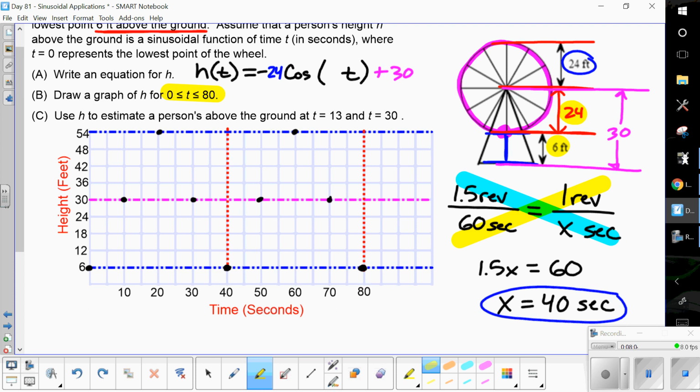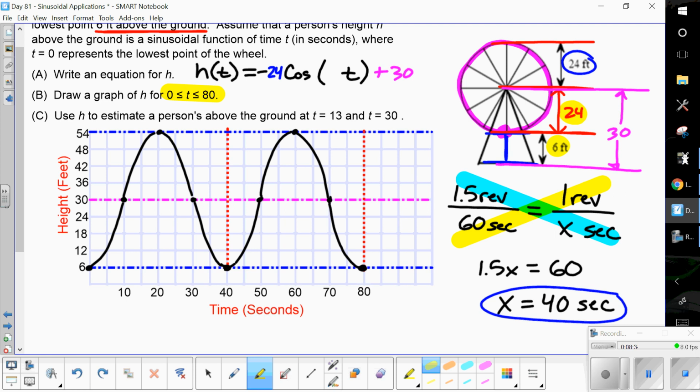Okay, now I'm going to connect this with a nice smooth curve. So up, through, over, down. Okay, there's 1 full cycle of a full rotation, 1 revolution of the Ferris wheel. Up, over, connect, and down like that. And we have 2 cycles of a flip cosine graph.